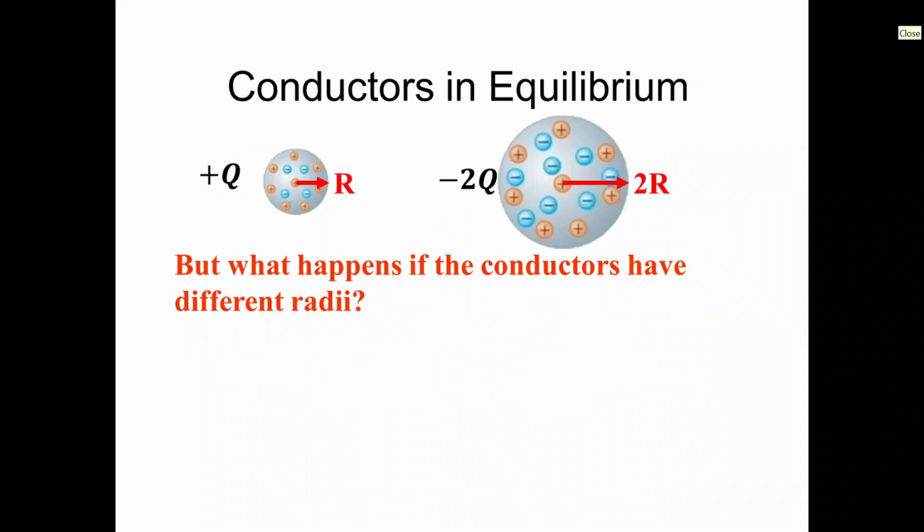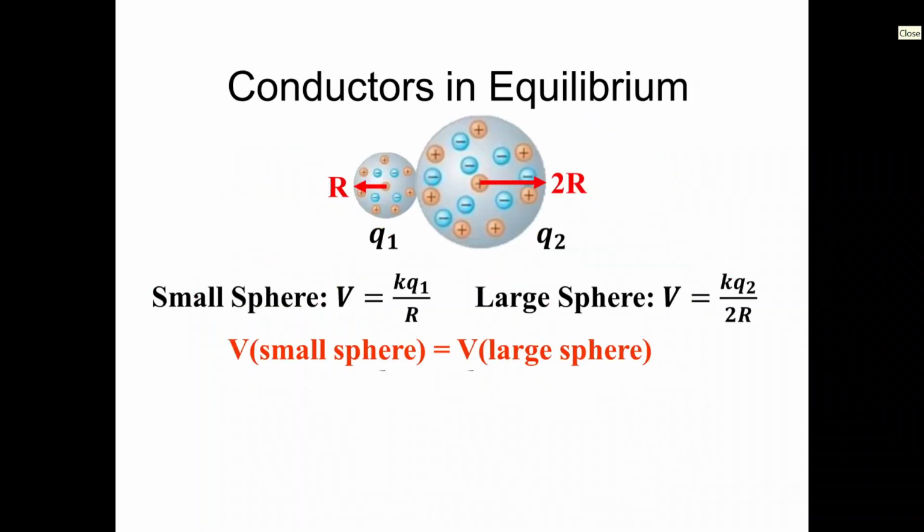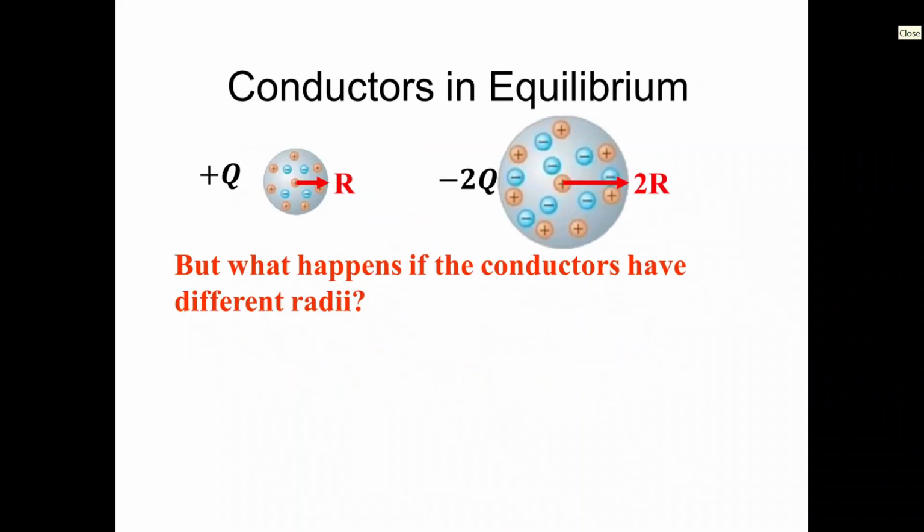They still have to redistribute themselves so they both end up negative. But if the objects have a different radius, what has to be true is that their potentials at their surface have to be the same. So what is going to be true is that V at the surface of the small sphere has to equal V at the surface of the large sphere. That has to be true.